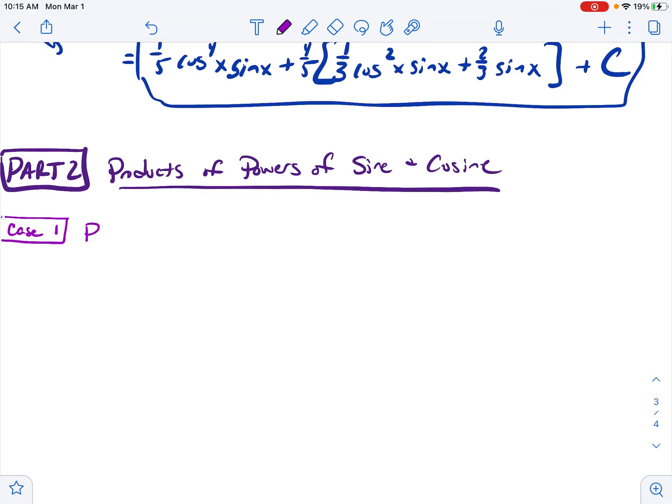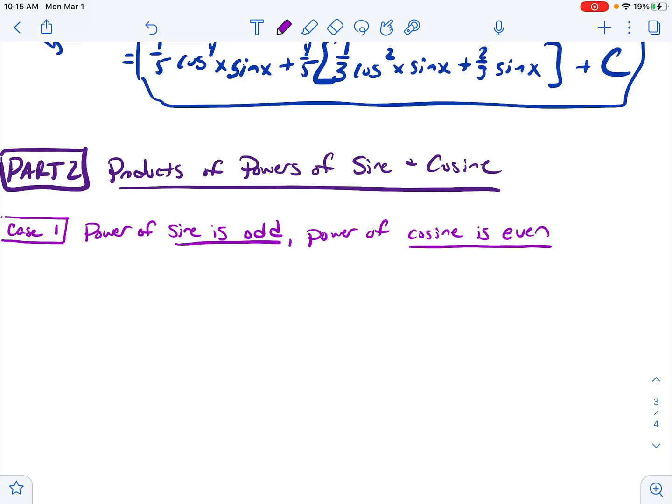That is when the power of sine is odd and the power of cosine is even. Okay, so I'm going to write it in this form. I'm going to write it as sine to the 2k plus 1 power of x. For any number k, multiply it by 2 and add 1, that's going to be an odd number. So that's just a way of representing some odd power times cosine to the nth power of x dx, where n is some even number.